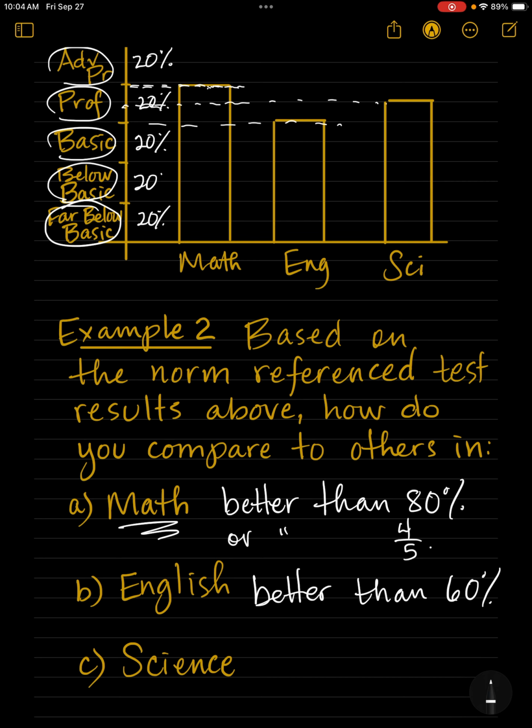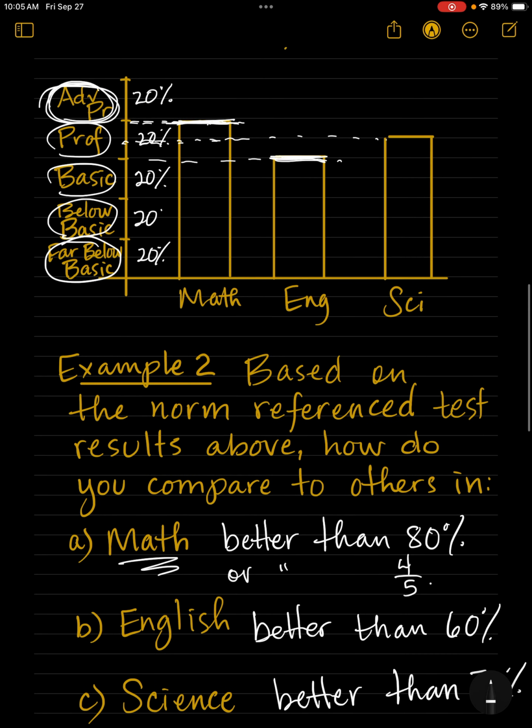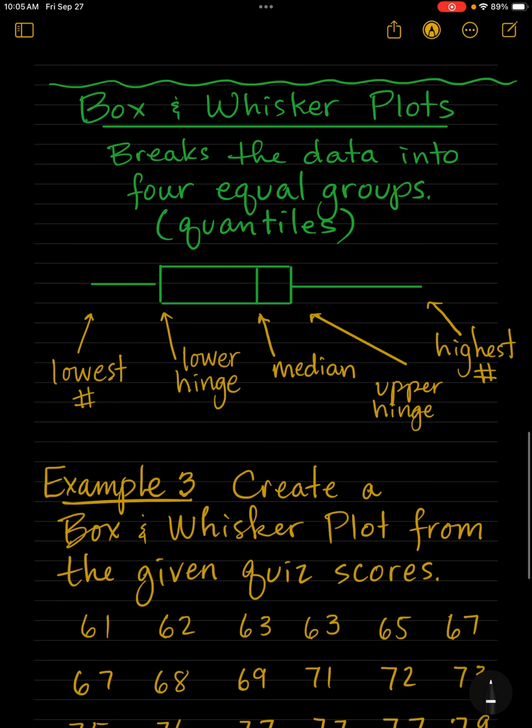Ooh, that's around halfway. So I'd say better than 70% based on that. And based on these numbers, they give you a ranking. By the way, if you hit that border for math, that would make you advanced proficient. Okay? Even for English, we would say that's proficient, even though it's right at the bottom, and science would also be proficient. Box and whisker plots.